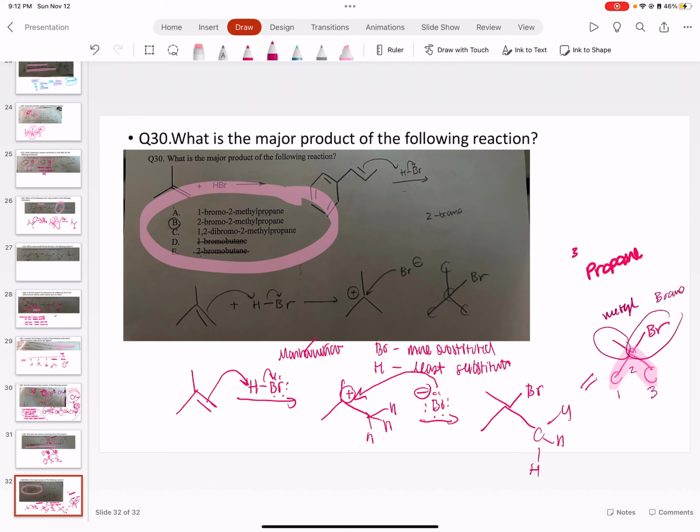Then we have to alphabetize our substituents. Bromo starts with a B, and methyl starts with an M, so the bromo goes first. So I have 2-bromo. My other substituent is methyl at carbon 2, so I have 2-methyl. And then I have my parent chain, which is propane. So this should be my answer: 2-bromo-2-methylpropane.